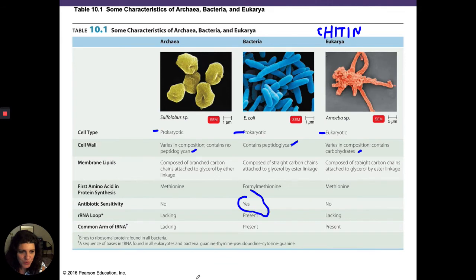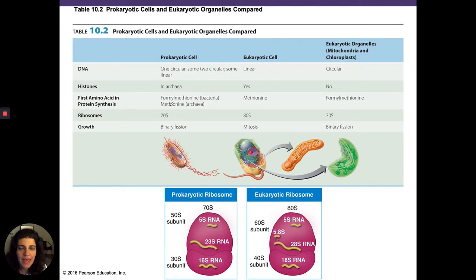Let's go to the other part of the table. I have here histones. You don't need to really pay attention to this, but they're proteins that the DNA coils around. So you find them in eukaryotes, but not in prokaryotes. But in archaea, yes, but not in bacteria. And this is important. The prokaryotic ribosome is 70S, and the eukaryotic ribosome is 80S. What does that mean? Interestingly, mitochondria and chloroplasts, remember they were once bacteria? So they have their own 70S ribosomes.